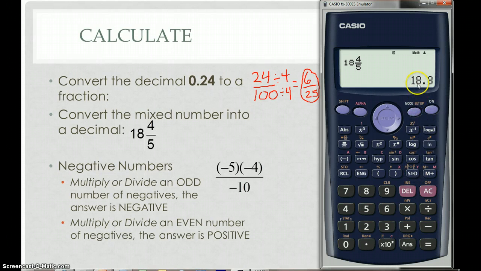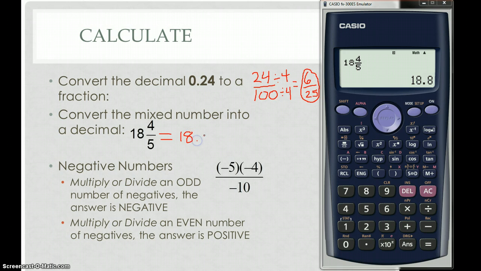So 18 and 4/5 as a decimal is 18.8. So the 18 doesn't change. 4 divided by 5 is 0.8.